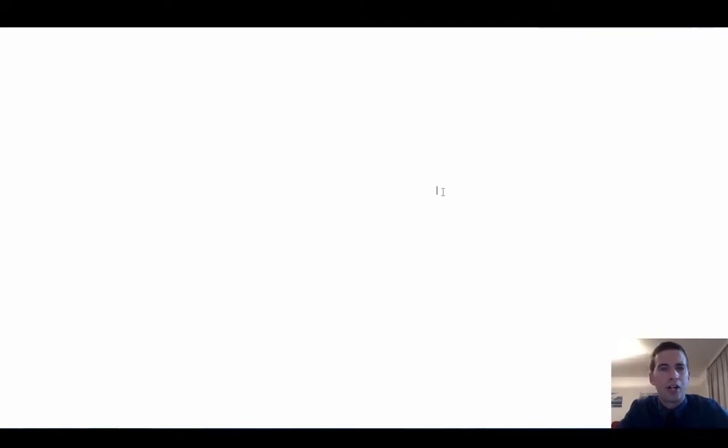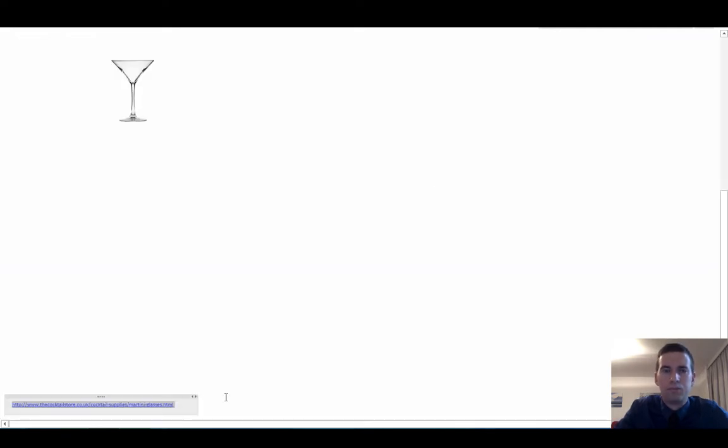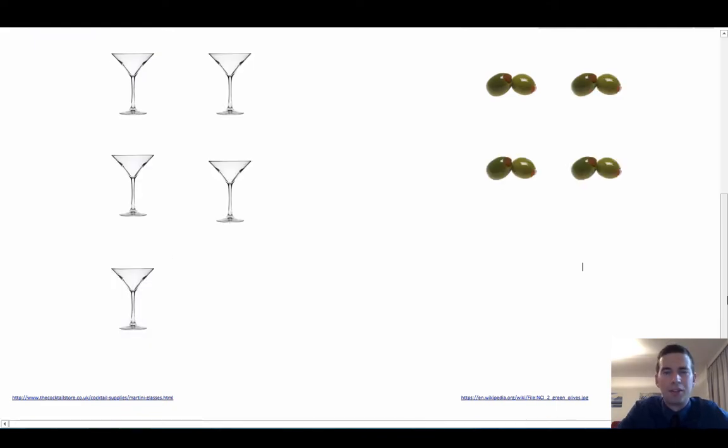Pretend you are at a cocktail bar and you want to order a martini. Along with the drink, what will you need? You'll need a martini glass and some olives. Obviously this is not to scale. Let's say in our bar we serve 2 olives per cocktail. At any given time we have 5 martini glasses and 8 olives. So we have more olives than glasses, but how many martinis can actually be made?